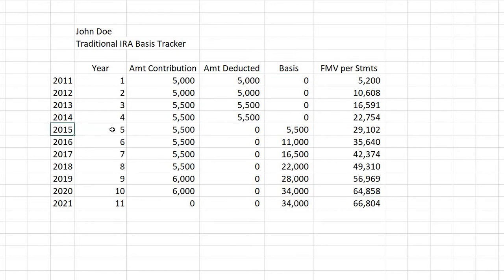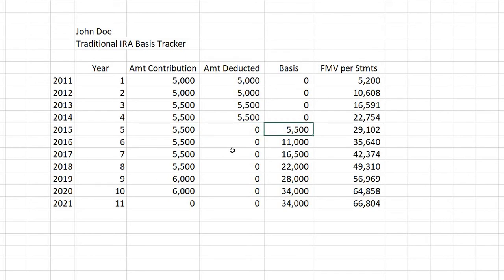Then look what happened in 2015. In 2015, John got a new job or he got a raise and he started to make too much money. Well, let's call it too much money for purposes of deducting the traditional IRA contributions. So John still put money in to his traditional IRA. He put in $5,500. But he was not allowed to deduct any of the contributions on his 2015 return because he made too much money. So because he wasn't able to deduct those contributions, now he has to track his basis in the IRA.